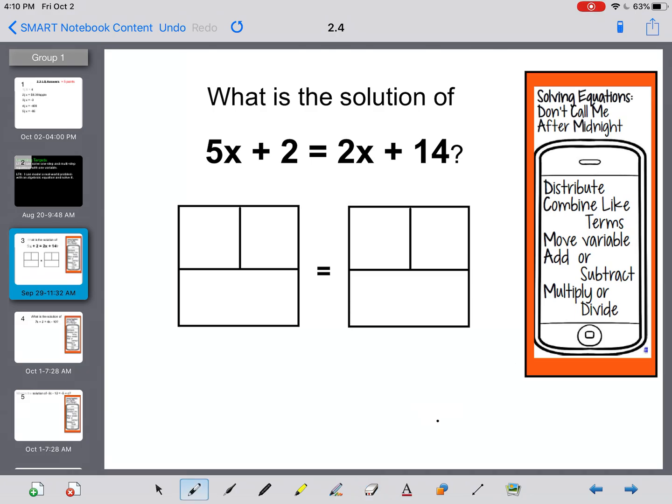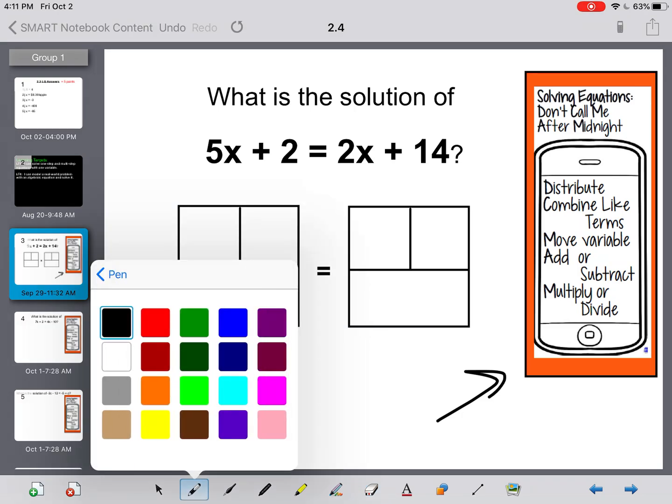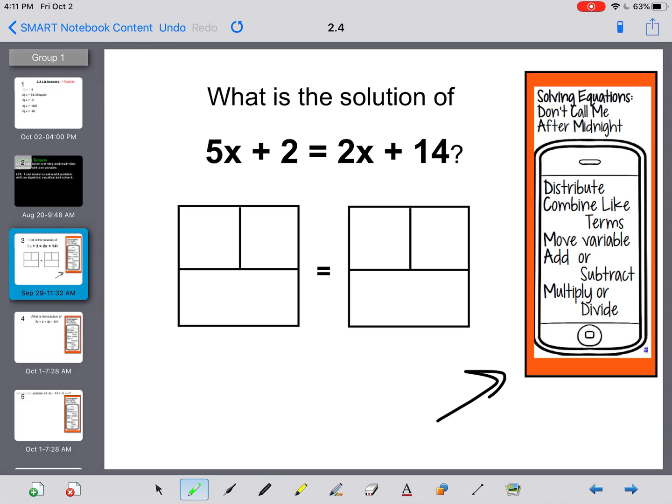All right, over here, if you're in class, I'll give you a copy of this, but over here we have this little cell phone for solving equations. Don't call me after midnight. Those are the letters that tell us the order that we should do things. First we want to start with any distributing, if that's an option in your equation, which in this case it's not. Then we would look at combining like terms, and that means on either side.